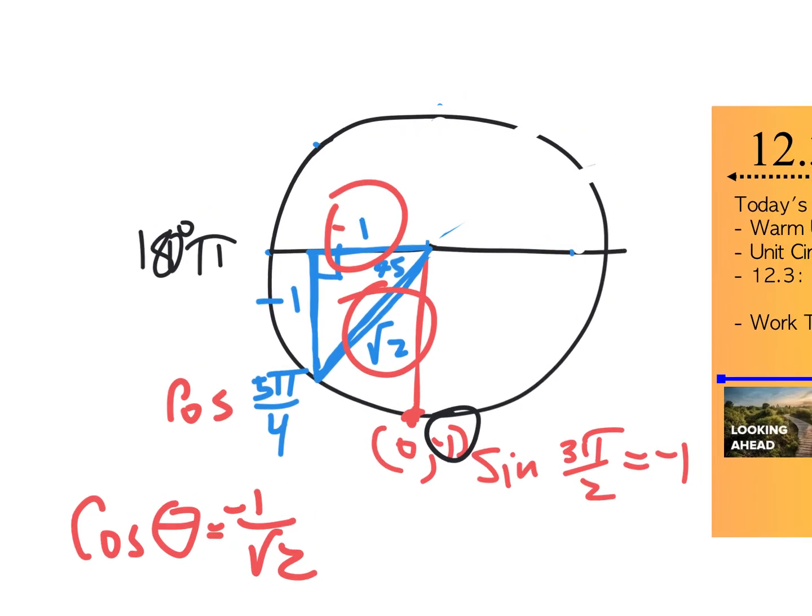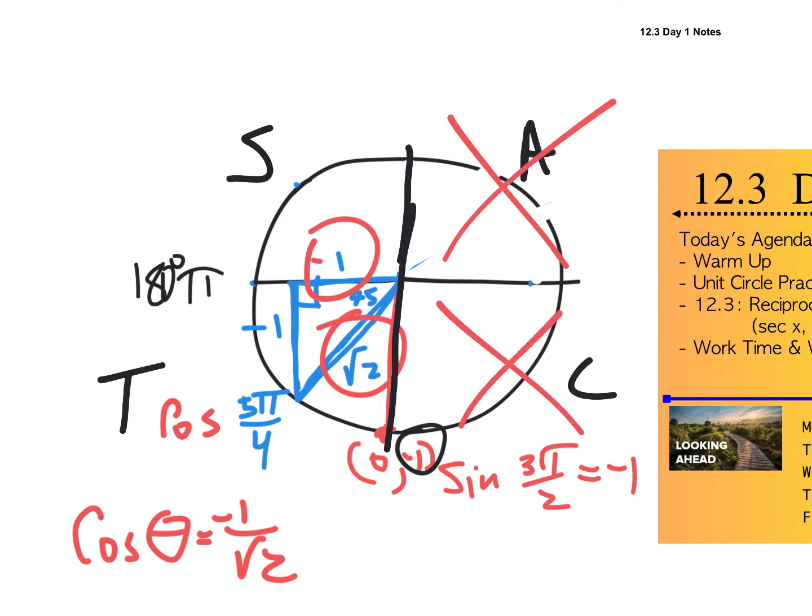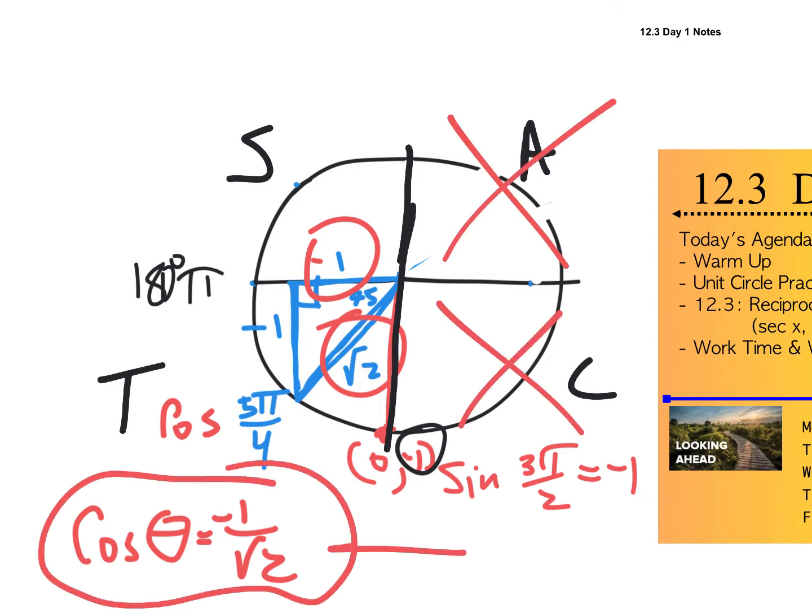So I gave you a little acronym: All Students Take Calc. And from that, you're supposed to be able to go, okay, I know cosine's negative in two places. Cosine's positive here and here, but it says cosine is negative 1 over root 2. That means the other triangle must be up here. And since I know what the first triangle looks like, I can kind of just cheat and take the sides off of that. This is a 1, negative 1, and root 2 triangle.